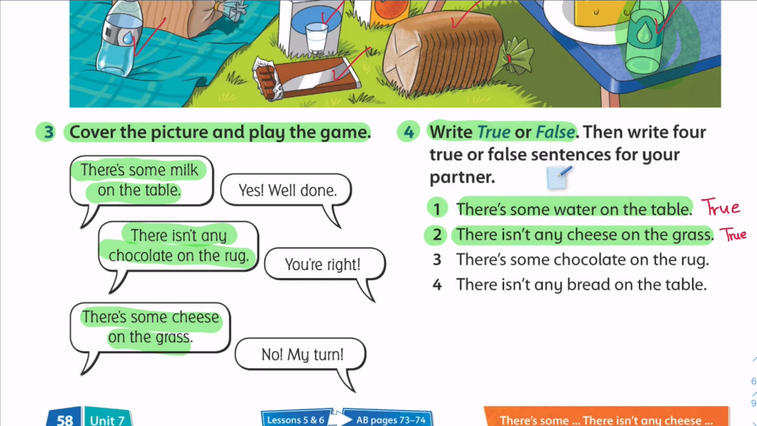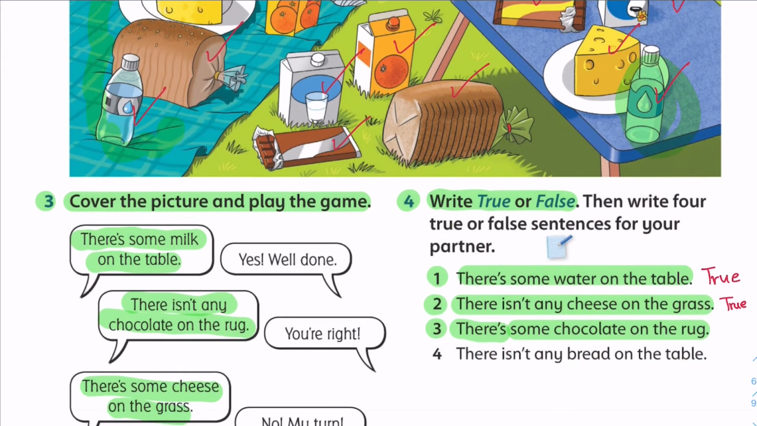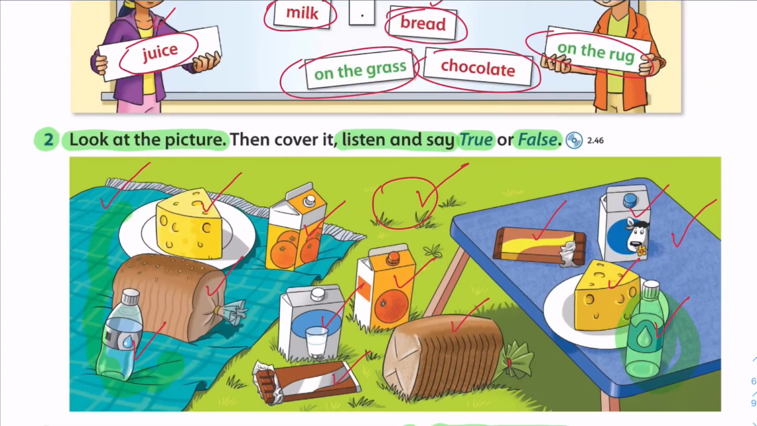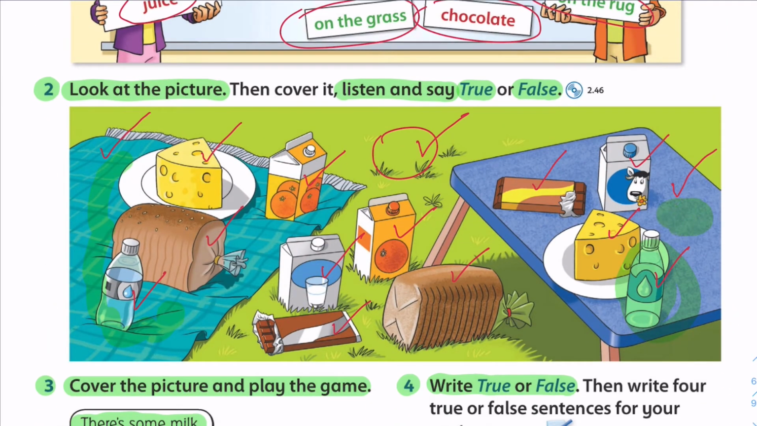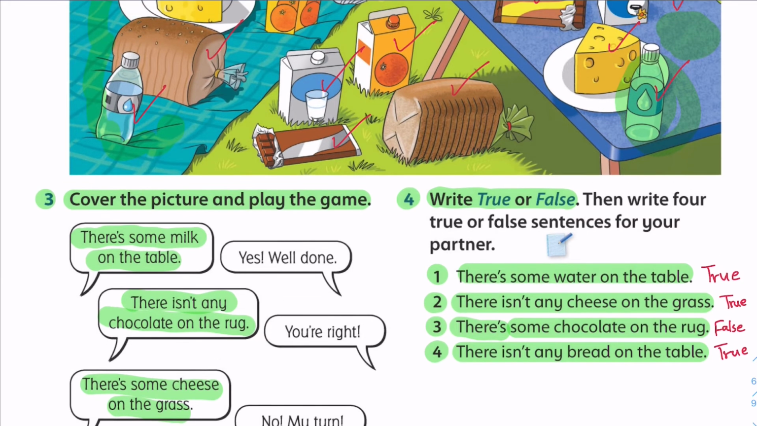Number 3, there's some chocolate on the rug. Now let's take a look. There isn't any chocolate on the rug. So let's write false. And number 4, there isn't any bread on the table. Let's take a look. It's actually true. There isn't any bread on the table. So let's write true. Okay, congratulations and well done.